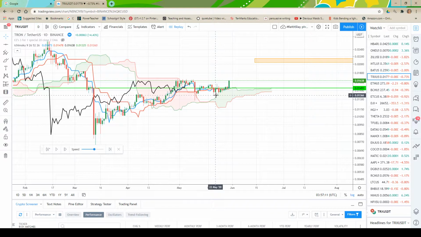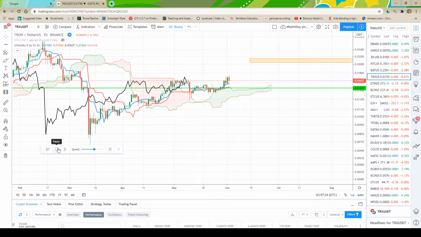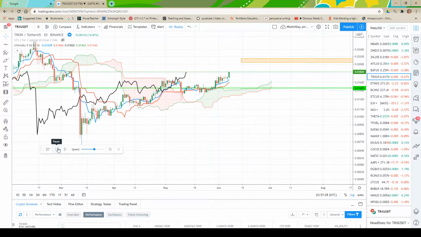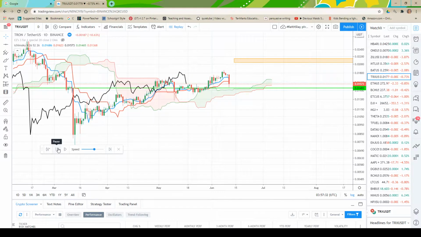We got a green cloud, we have the blue over the red, our price is over the cloud, and our lagging line is over the cloud. This is the buy. Let's get it, let it go here for a minute. We're still good. Still doing its thing. We're running out of days.